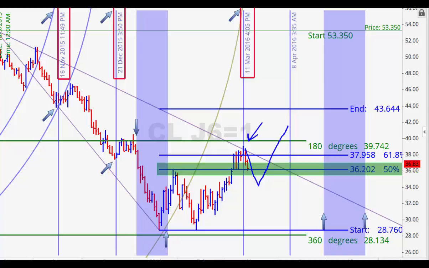So if you were a person who was long the crude oil contract, you would have known in advance that this is perhaps a good probability zone to at least start to tighten stops and to protect your gains as a pullback was likely to occur around this timeline.